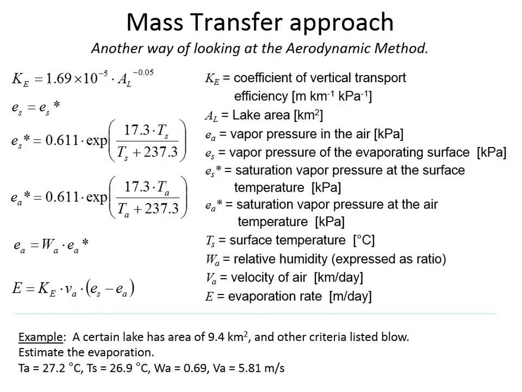Also derived from 7.4, but not explicitly stated, is that you can find the E star A, that is the saturation vapor pressure in the air, by knowing the air temperature. And we'll put in the 27.2 degrees Celsius there. That is 3.62 kPa.